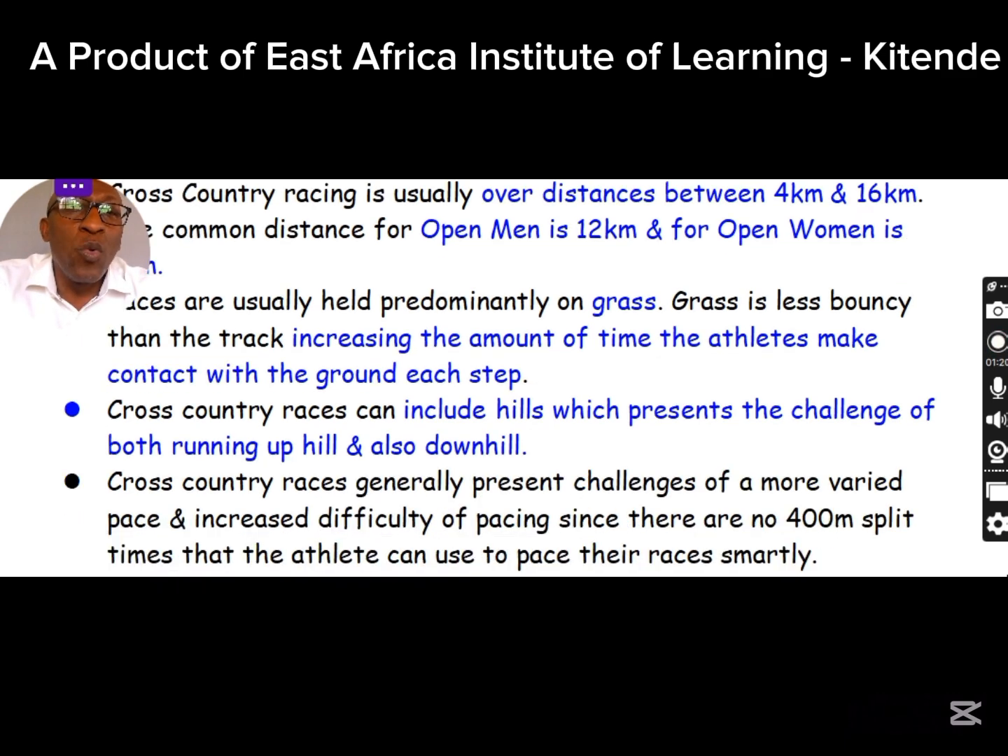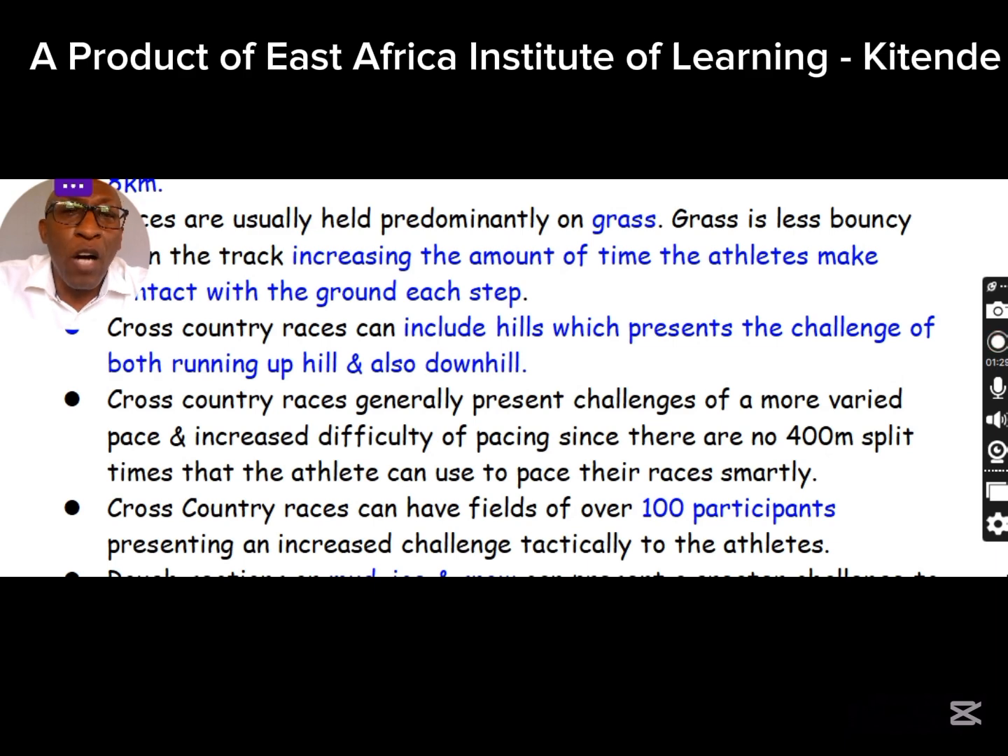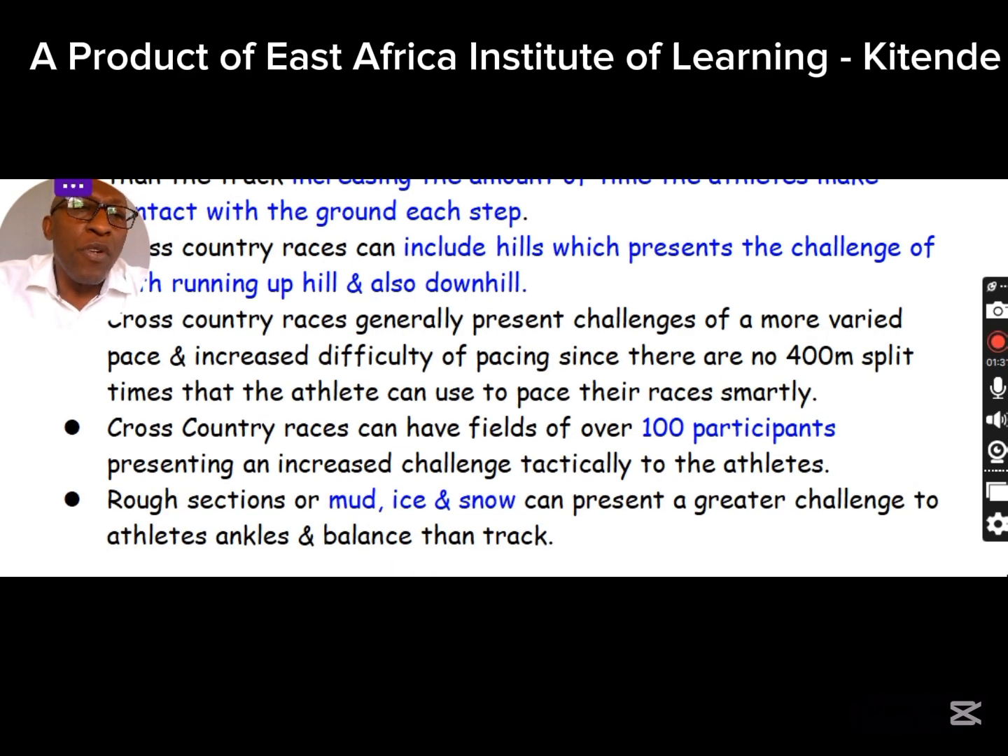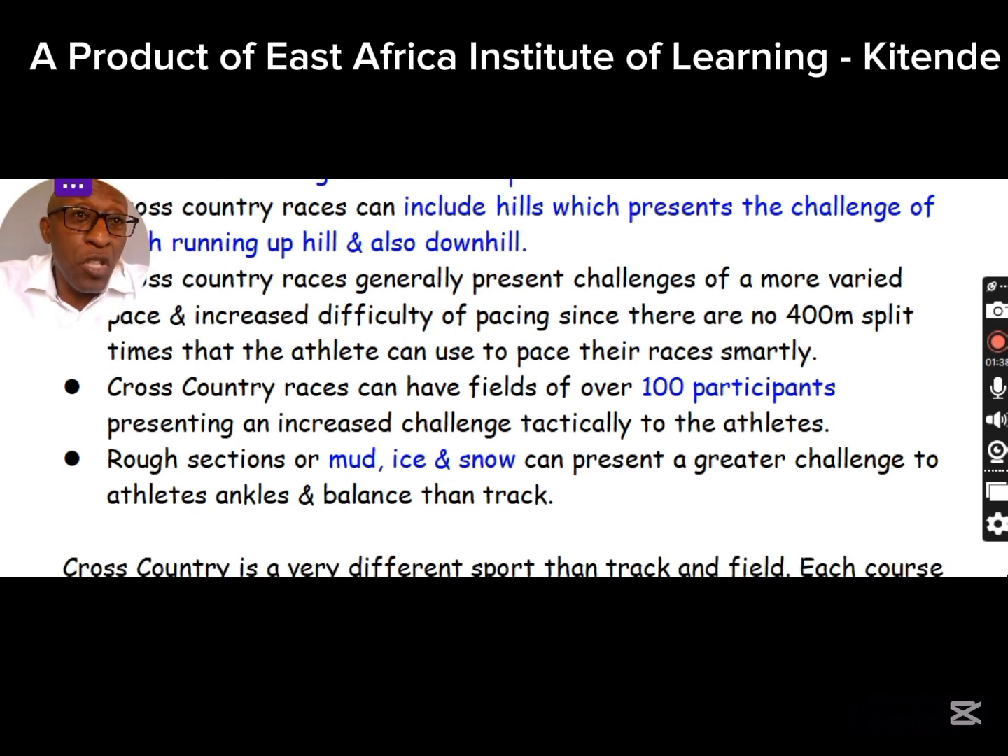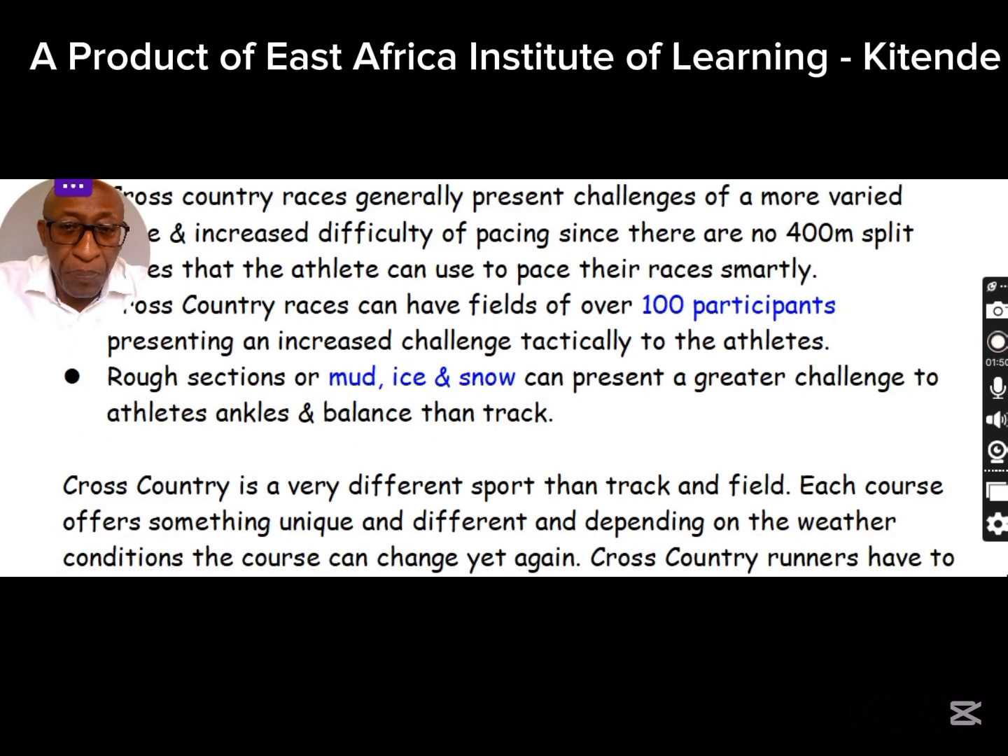Cross-country races include hills, which present challenges both in terms of moving uphill and also moving downhill. In a cross-country race, you can have about or even over 100 participants, and there are rough sections reserved for the uphill and downhill obstacle challenges. Like in the case of Uganda, you'll have the mud. In Europe, you'll have the ice, you'll have the snow.